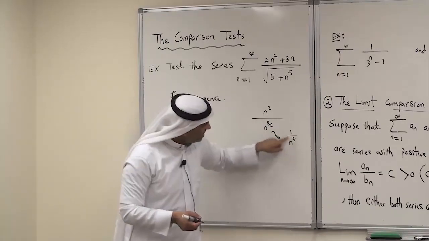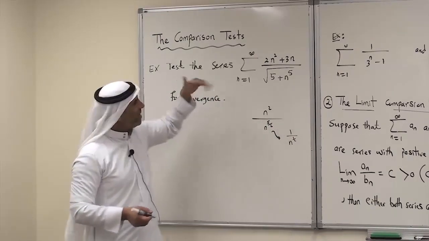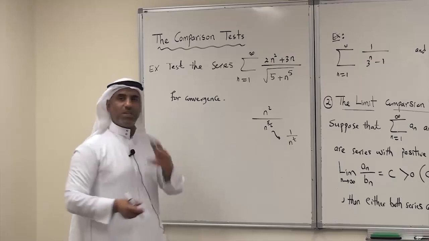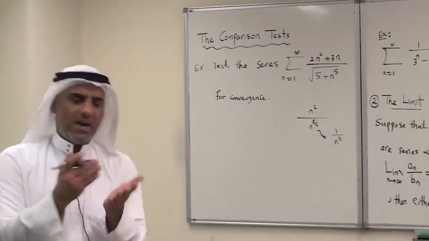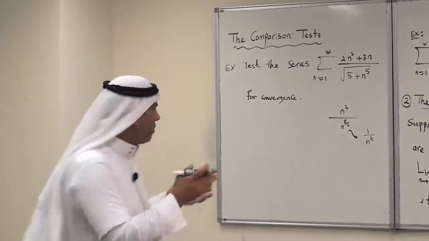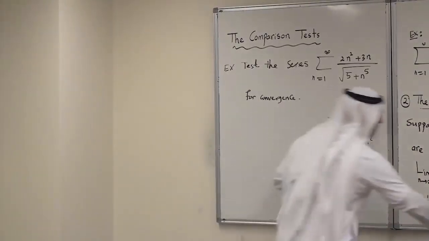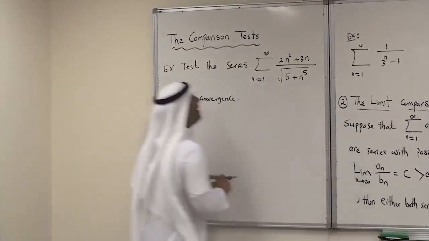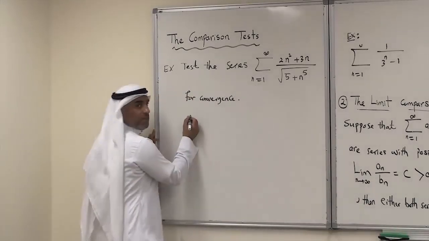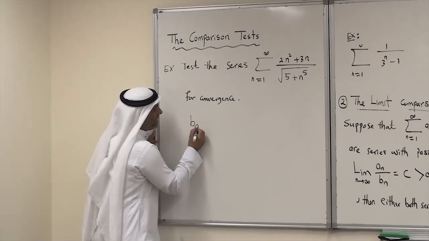So the sense says this series looks like it is a divergent series. Why? Because this is a P series with P equal to 1/2. So it is similar to a P series which is divergent. This is the sense. How to prove it is divergent? How to show it is divergent? Okay. We will do exactly the same. We try to choose our Bn.